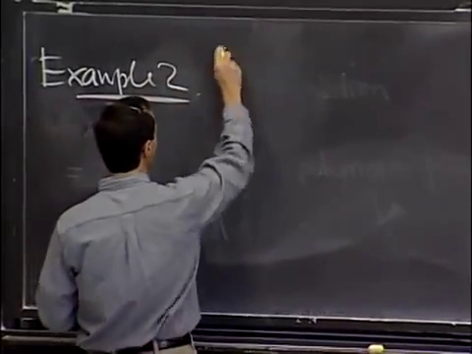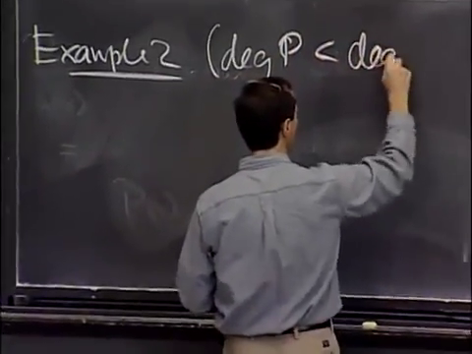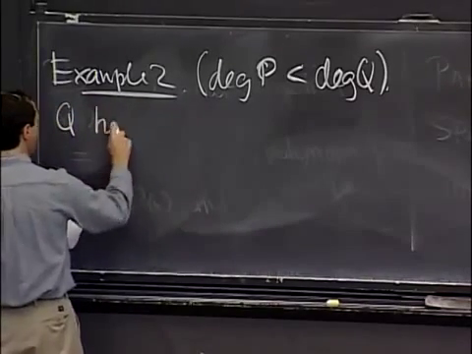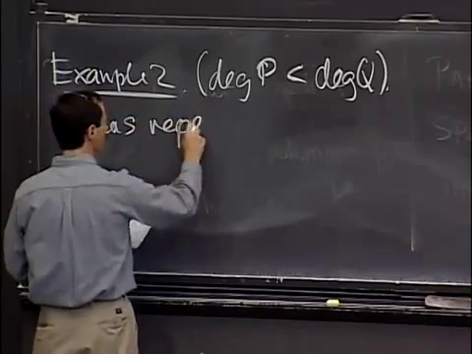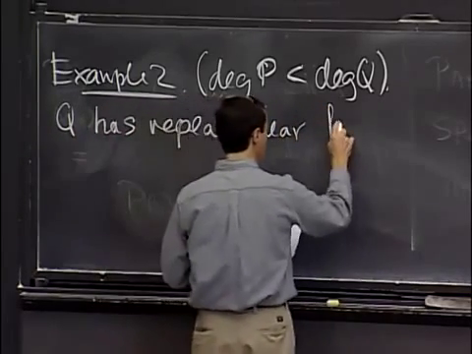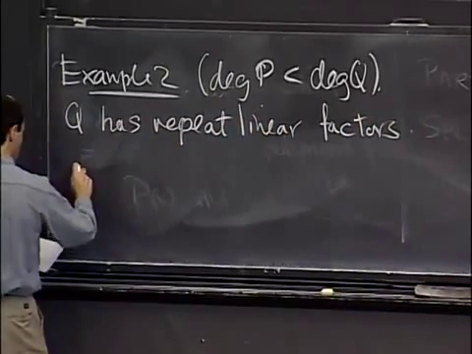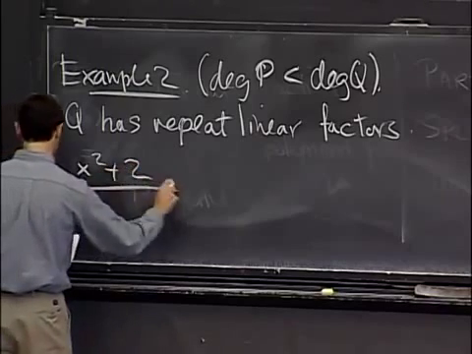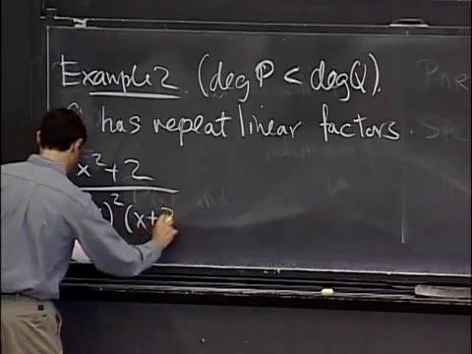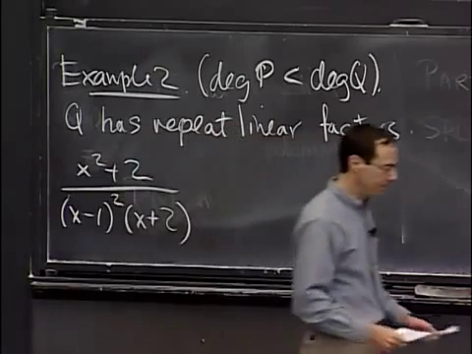And this is going to work when the degree, you'll always need that the degree of the numerator is less than the degree of the denominator. And q has now repeated linear factors. So let's see which example I wanted to show you. So let's just give this here. I'll just repeat the denominator with an extra factor like this.